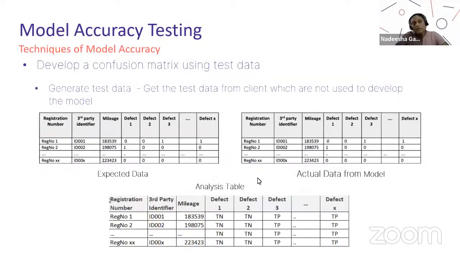Then we'll talk about model accuracy testing. Here I would like to talk about techniques used, with the example of a vehicle defect prediction model. Assume that as input we are giving the registration number and the mileage of a vehicle to check the defects of that particular vehicle. So this is my case study.